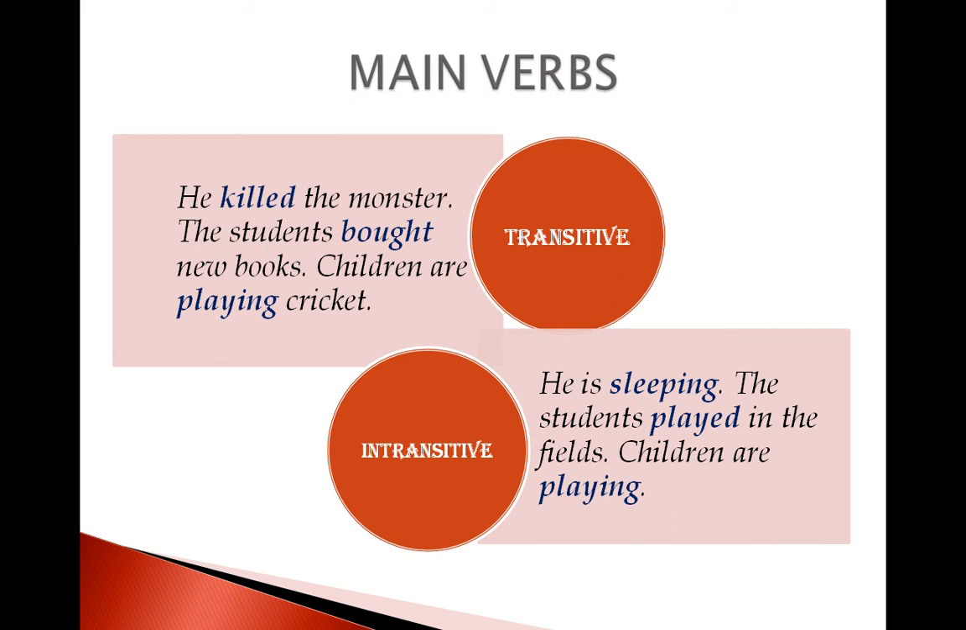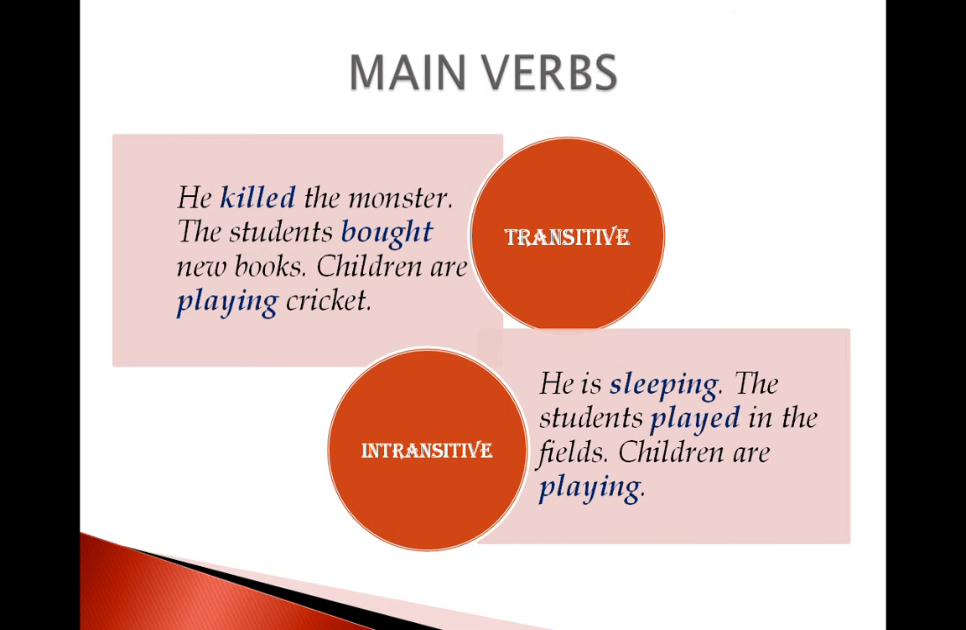The students played in the fields. Here we are using the same verb. We have mentioned this verb playing as a transitive verb also in the examples of transitive verb, because it had an object in that example. Children are playing cricket. But in this sentence, the students played in the fields, there is no answer to what question. If I ask, what did the students play? There is no answer. If I ask, where did the students play? The answer is in the fields. This prepositional phrase is indicating the place of the action, but there is no answer to the what question. The verb play has been used as an intransitive verb in this sentence.